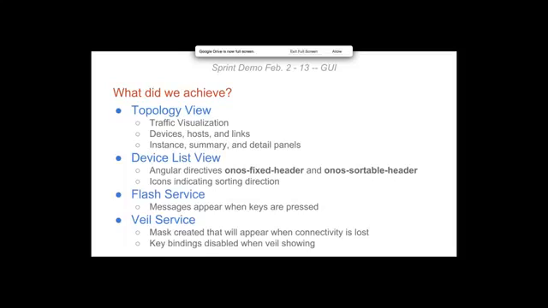So we achieved a lot of the topology view. It looks pretty similar to what it had originally. It has traffic visualization. It shows devices, hosts, links. It also shows the instances, the summary, and detail panels like the previous one did. What's new is the device list. We used Angular directives to have a scrolling body with a fixed header.